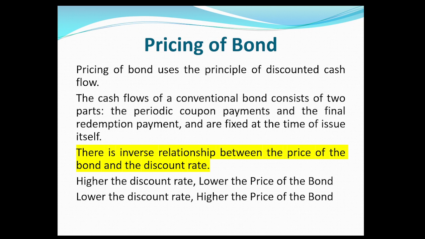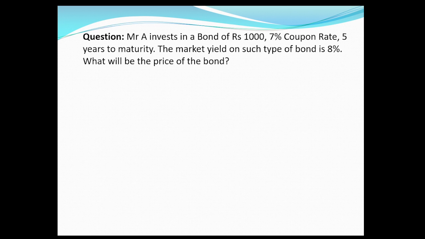So that's why we say higher the discount rate, lower the price. Discount rate here basically means the interest rate. In other words, if the rate of interest increases in the market, then the price of an already issued bond decreases, and if the rate of interest decreases in the market, then the price of an already issued bond increases. We will discuss this with one example also.